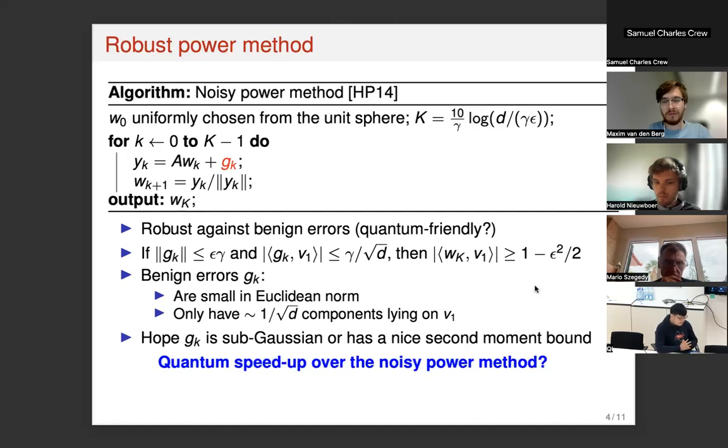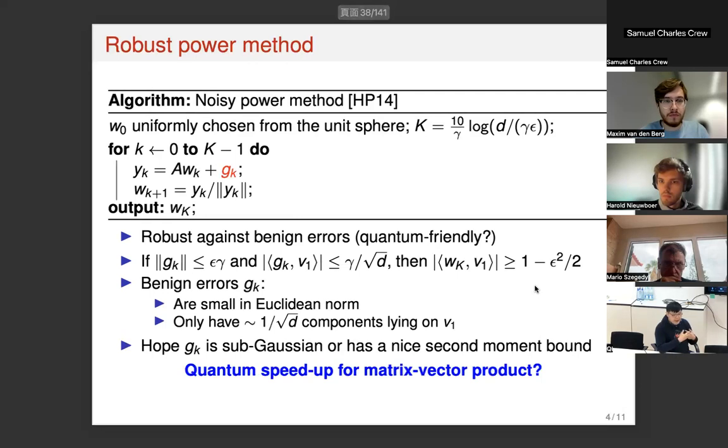And so now we would like to go to the quantum part. That is, can we have any quantum speed up for the noisy power method? But actually, what we do is something more general. That is, can we have a quantum speedup for the matrix vector product, such that the output will have some benign error?